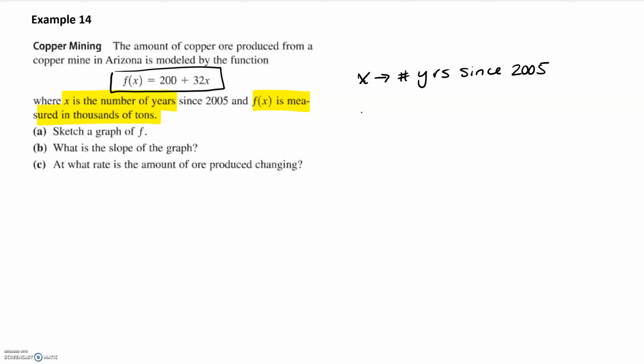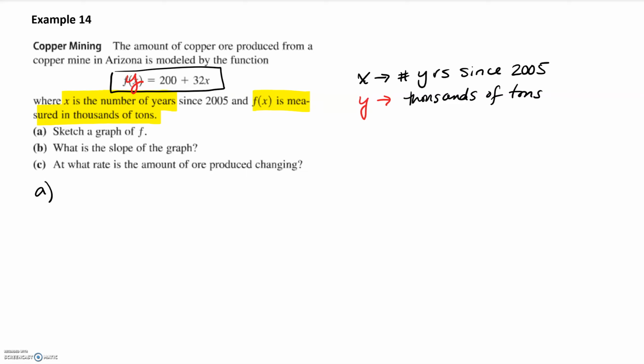And as far as we're concerned, x is the number of years since 2005. Since we were dealing with an equation with x and y, f of x is just like a y value. We'll talk about this and remind you of functions later. For right now, I'll just call that y, or the output, which will be the thousands of tons of ore. So the most important thing is to know what the variables stand for, because then from there on you can interpret the problem in an easy manner.